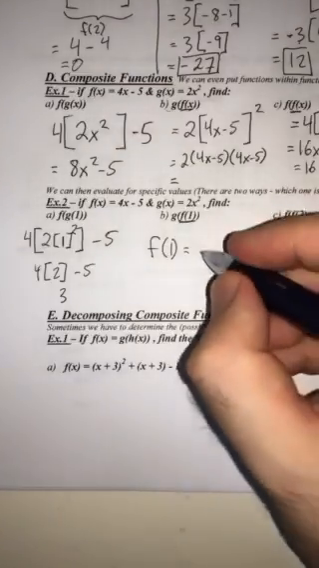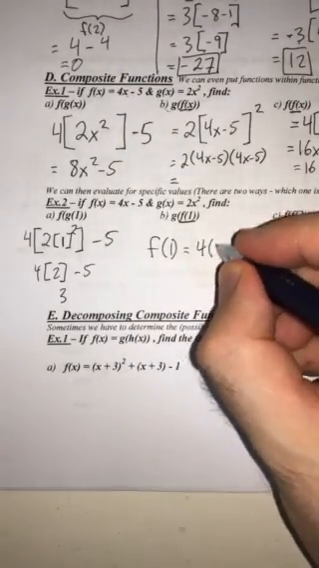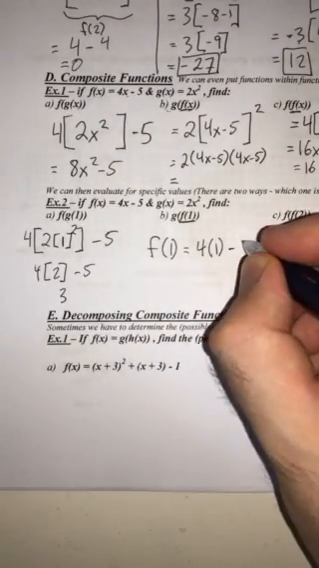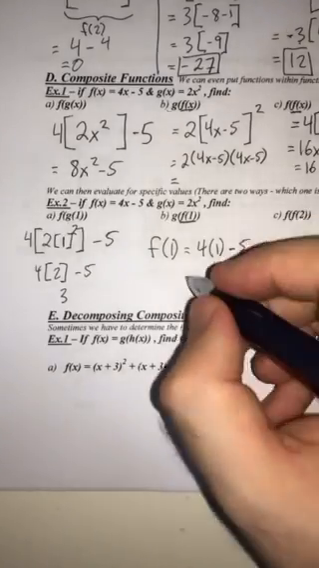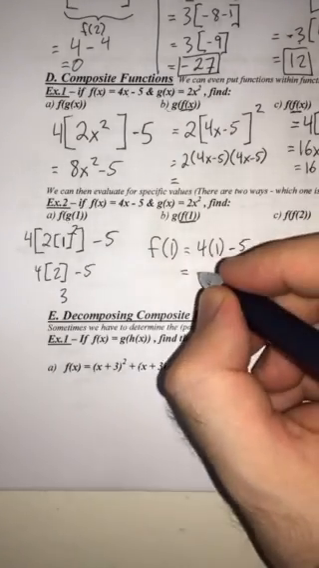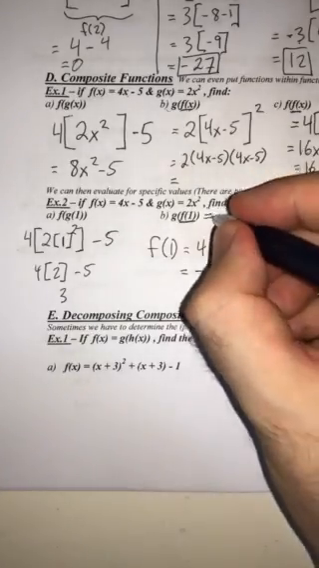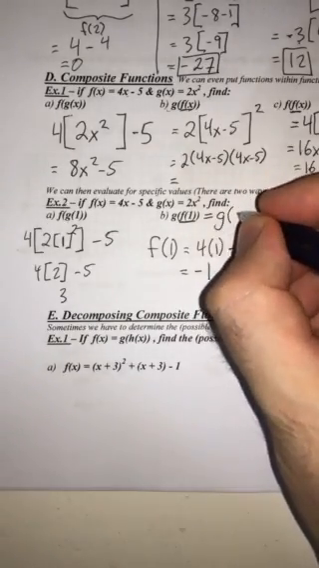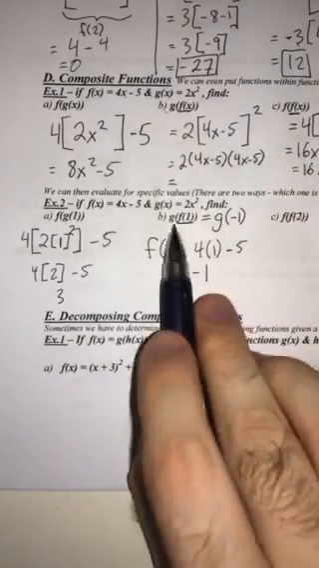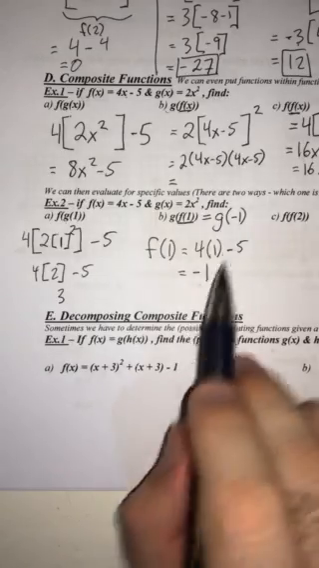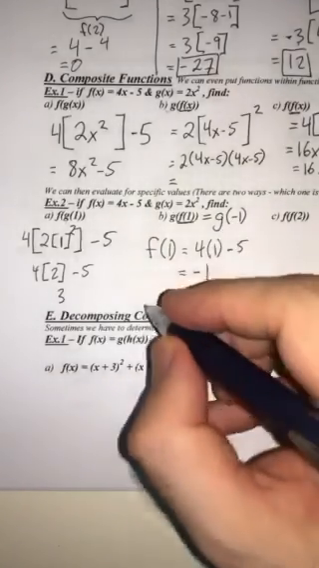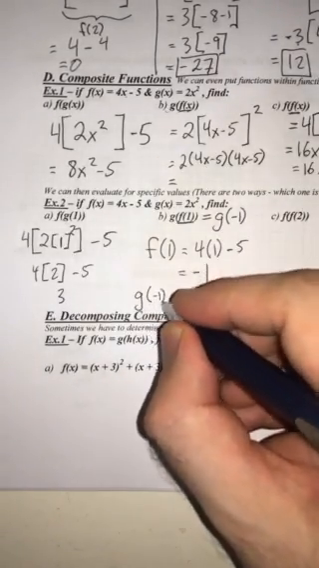Again, this is the second method. So f of 1 is 4 times 1 minus 5. So just 4 minus 5, which gives me minus 1. So this is g of negative 1, because f of 1 is equal to negative 1. Now this is easy to evaluate. I'm just going to do g of negative 1.